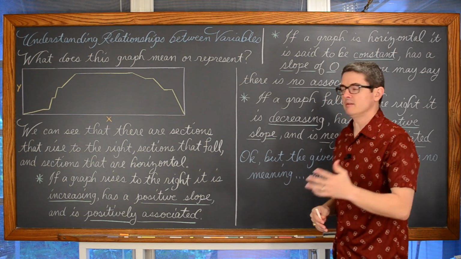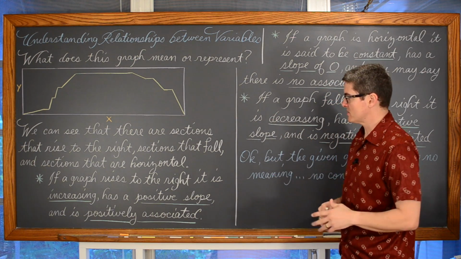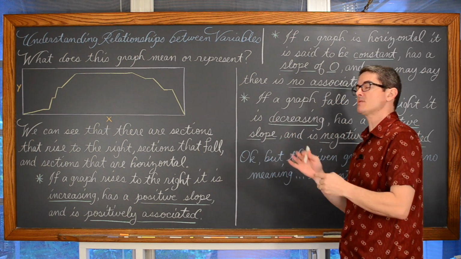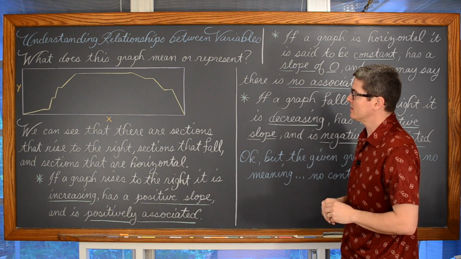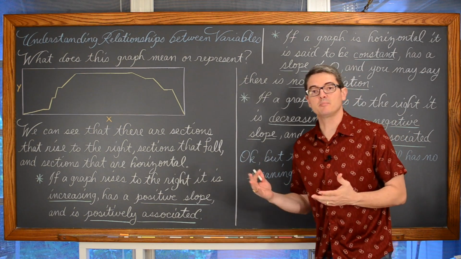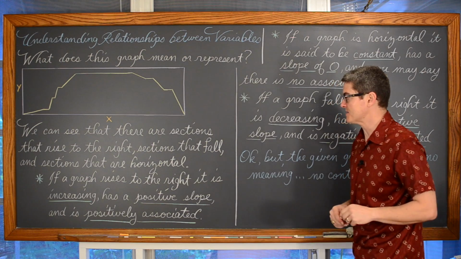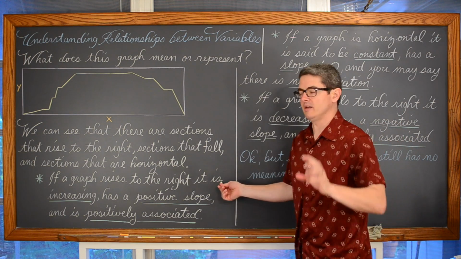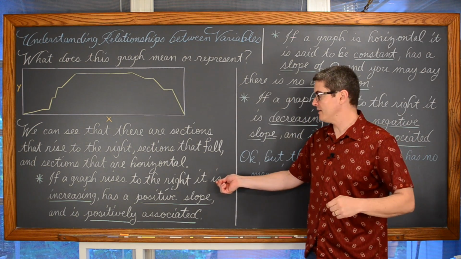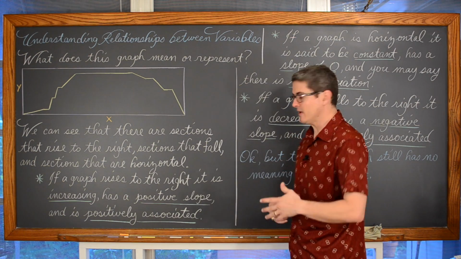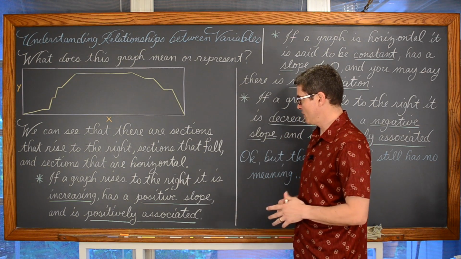Again, this has no context, so we're just going to pick apart some of the characteristics that we see in this, well, basically a piecewise graph. There's a bunch of little straight pieces. If a graph rises to the right, and you do want to read a graph left to right, just like we read our English books.